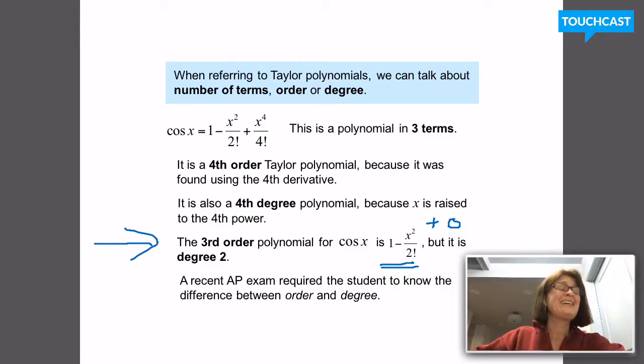All right, so to clarify, the number of terms should be obvious. If you're told to find a polynomial with 3 terms, find 3 non-zero terms. Order has to do with which derivative you used to figure out the coefficient of the furthest along term. And degree has to do with the exponent on x in the term with the greatest exponent.